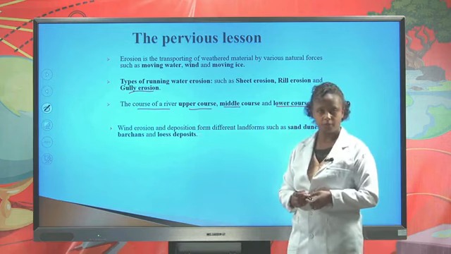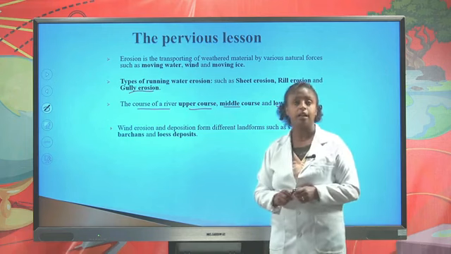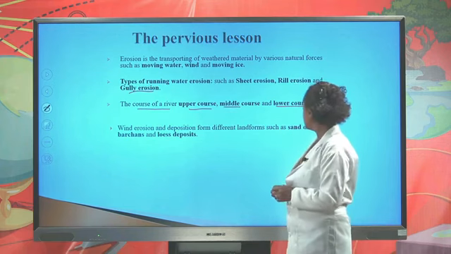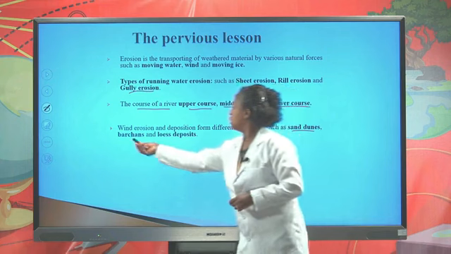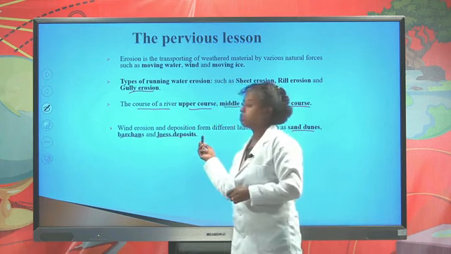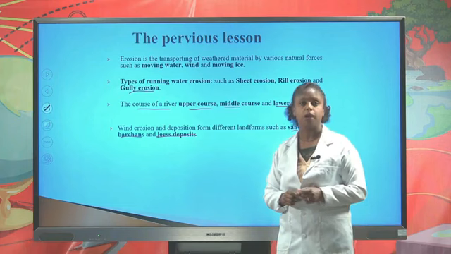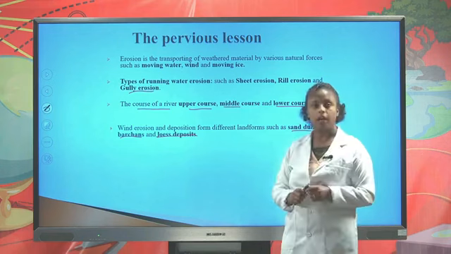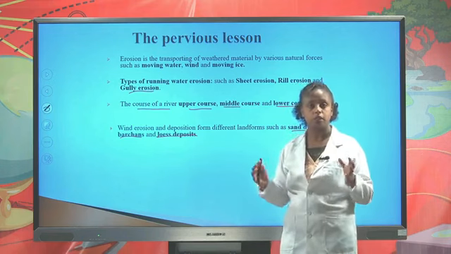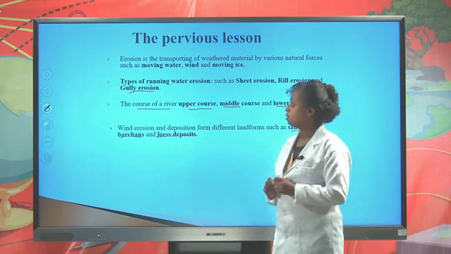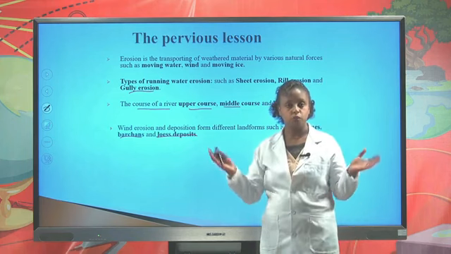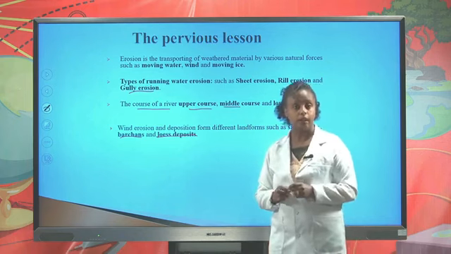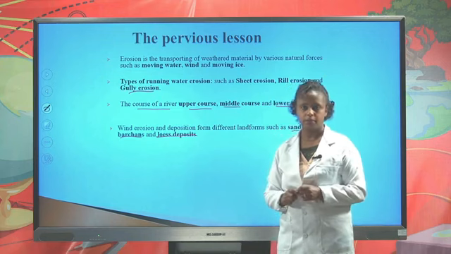that is, in the lower course. We also discussed the different land features formed by wind erosion and deposition, such as sand dunes, barchans, and loess deposits. For instance, sand dunes are sandy hills which are deposited by the wind. Barchans are crescent moon-shaped sand hills. Loess is a deposit of fertile soil in desert areas.